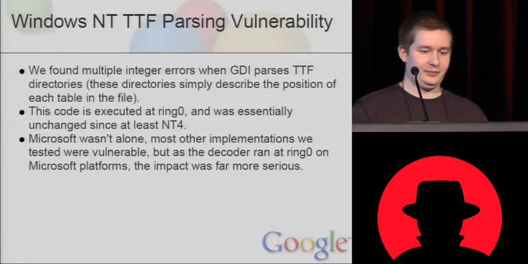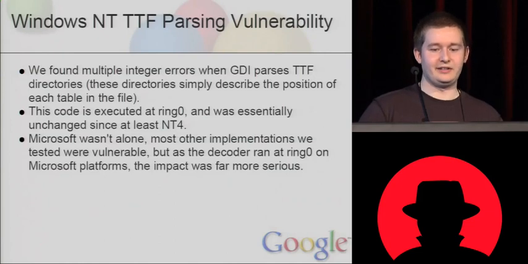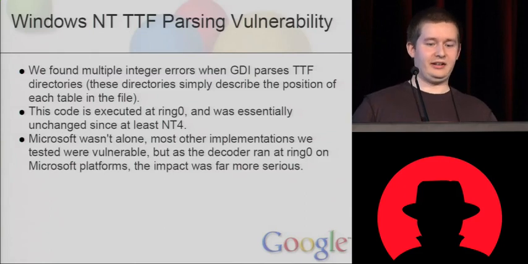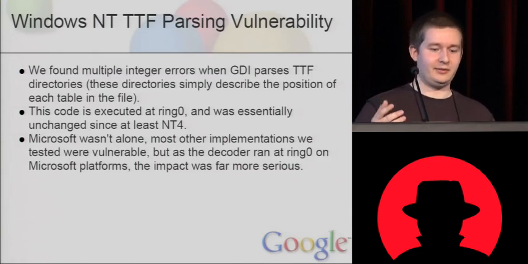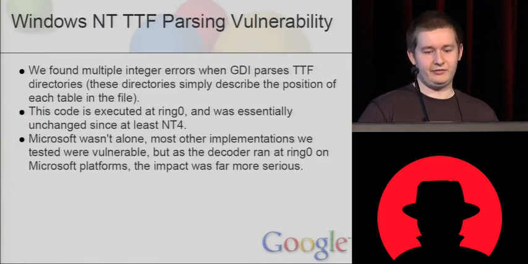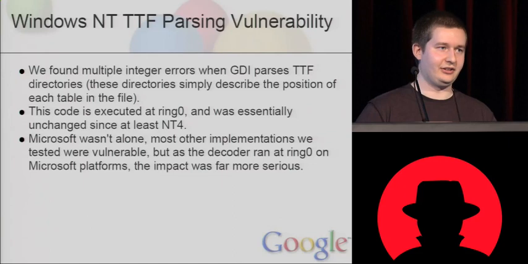And it turns out we were able to find lots of integer errors when GDI parses the TTF directories. The directories are basically at the start of a TTF file, and they explain where each table is in the rest of the file. This code was all executed at ring0, and the code was really old. It was unchanged since at least NT4. In fact, if you go to ftp.microsoft.com, you can still download NT 3.1 service packs, and you can see kernels as old as 94, 95. And the code is very similar. It's barely changed.